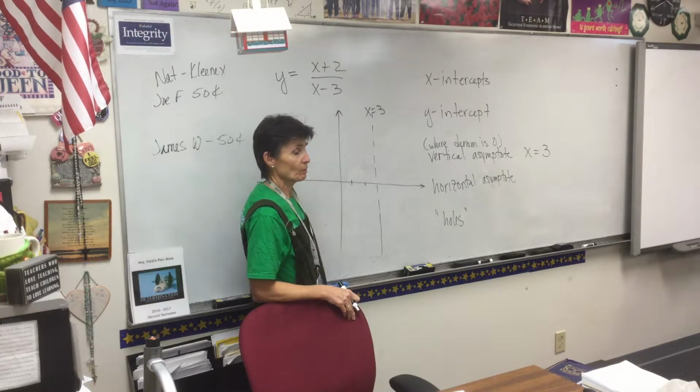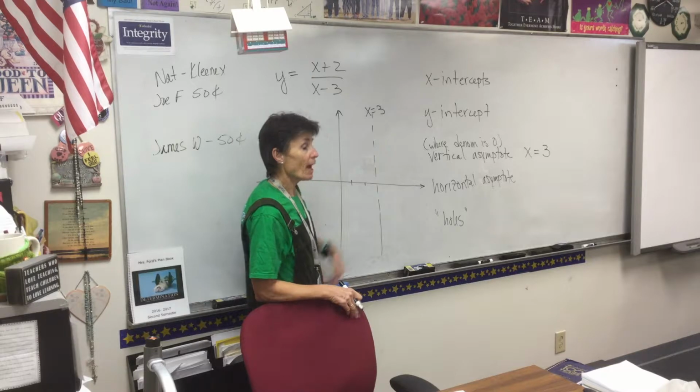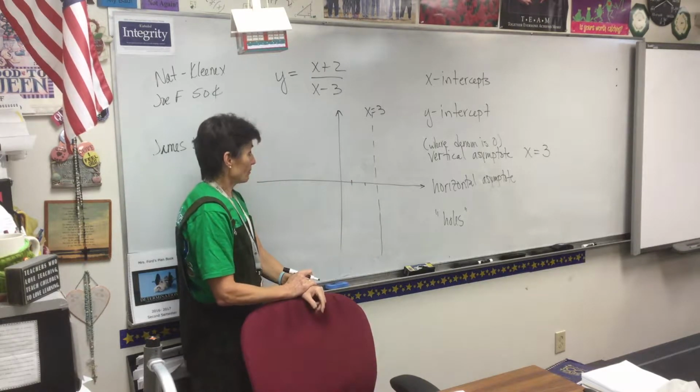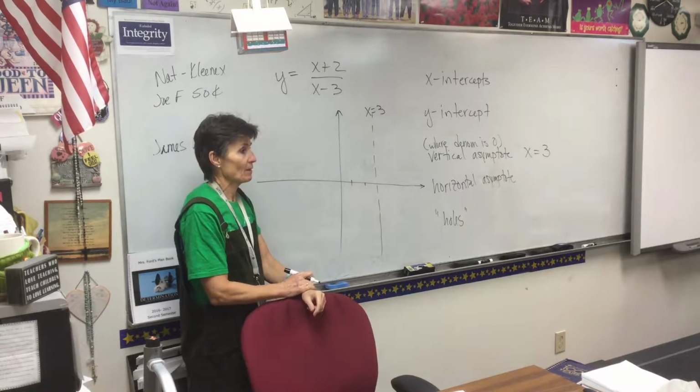Do you think it's possible to have a problem with more than one vertical asymptote? Yeah, if you have 2 things in the denominator, for example. Okay, good, very good. Anybody remember anything else about this?